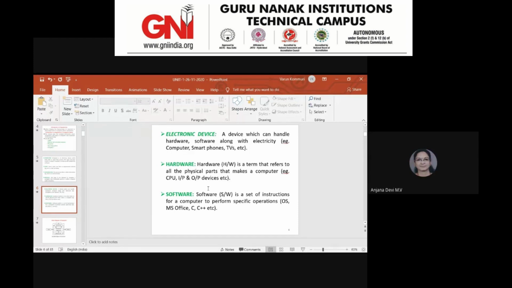Now coming to the next one, software. What is software? It is a collection of programs that allows the hardware to do its job.